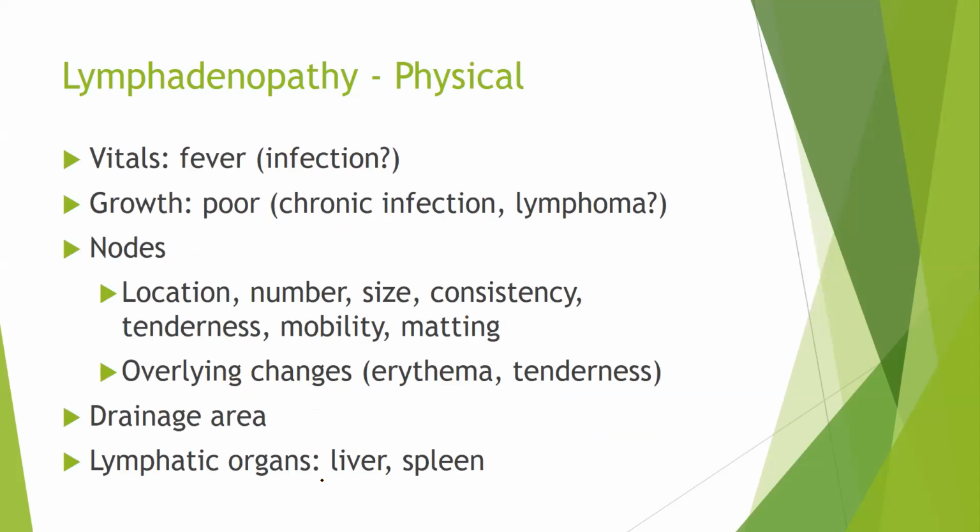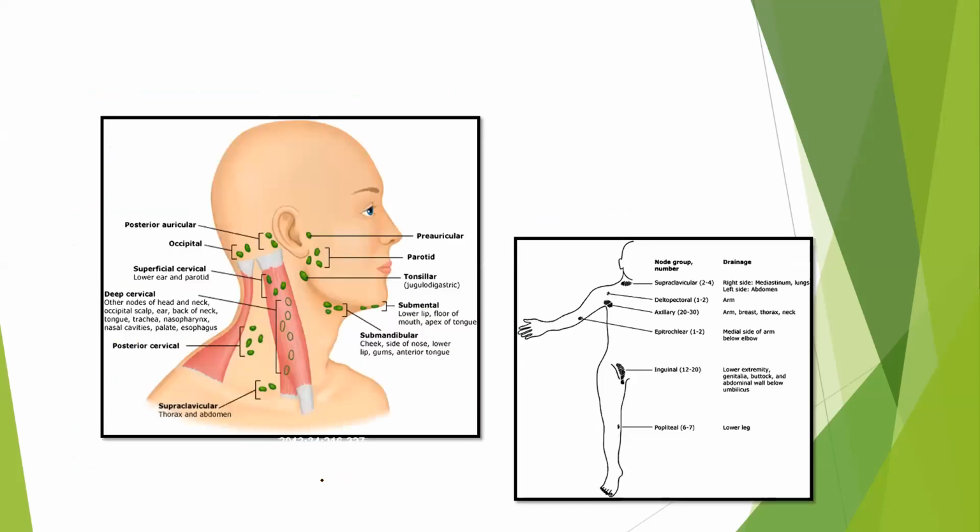So here's some of the things we take into consideration. They have normal vitals. Are they growing normally? Are they having night sweats? Is there any tenderness? What's the consistency? Any overlying changes, like an infectious process going on in the lymph node itself? Is there drainage around the area, or are there any enlarged organs that are palpable on this patient?